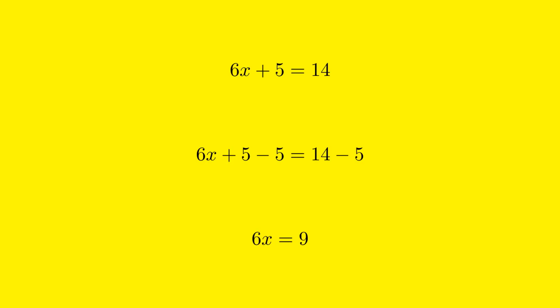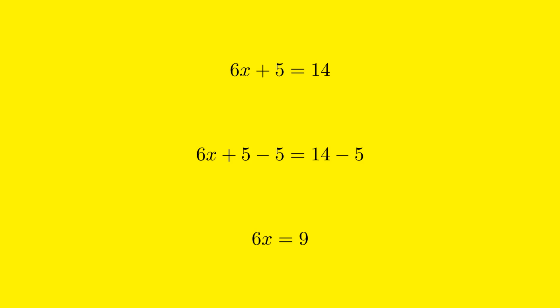Step 1. We start with the given equation, 6x plus 5 equals 14. Our goal is to solve for the variable x. The first step is to isolate the term containing x. To do this, we need to eliminate the constant term on the left side of the equation, which is plus 5. We can achieve this by subtracting 5 from both sides of the equation.